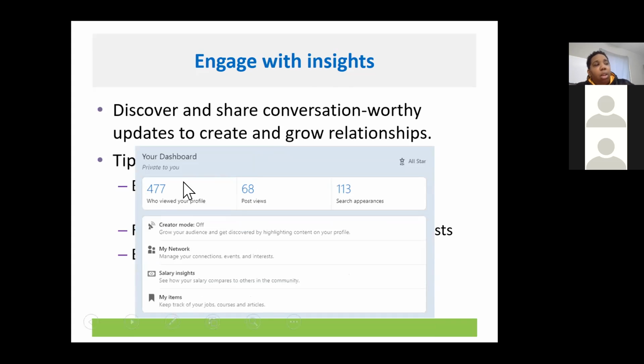So it'll tell you this is how many people have viewed your profile. This is how many people have viewed your post. This is how many search appearances you've come up in. How do you guys think this person came up in these search appearances? Emily, how do you think they appeared in these searches? Why them?